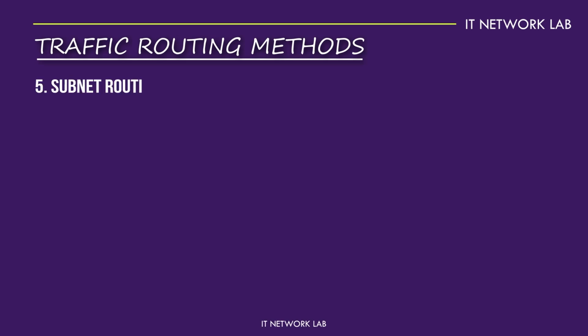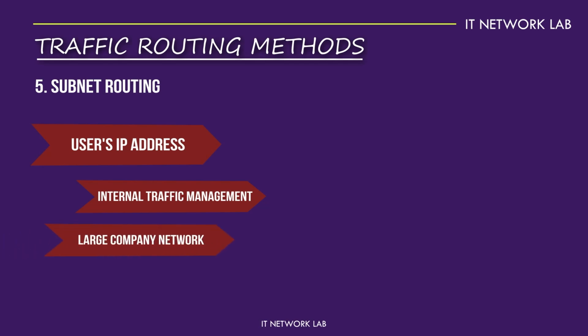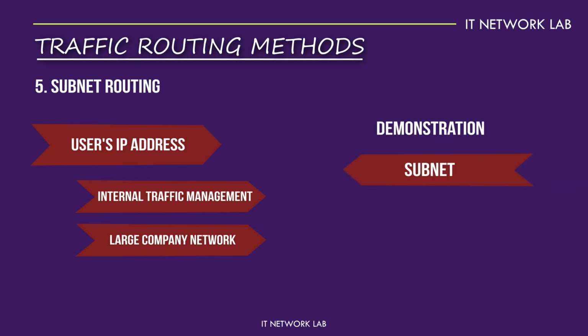5. Subnet routing. Subnet routing uses the user's IP address range to route traffic, ideal for internal traffic management within a large company network. Demonstration. Configure subnet routing by choosing Subnet in the Traffic Manager profile, specifying IP ranges, and associating them with endpoints.